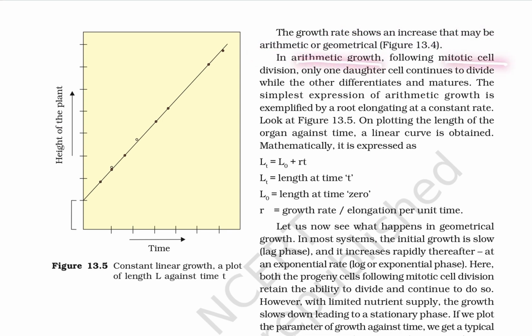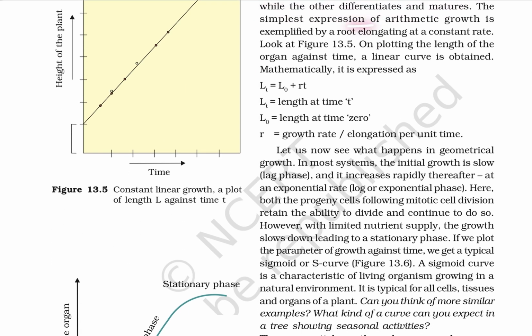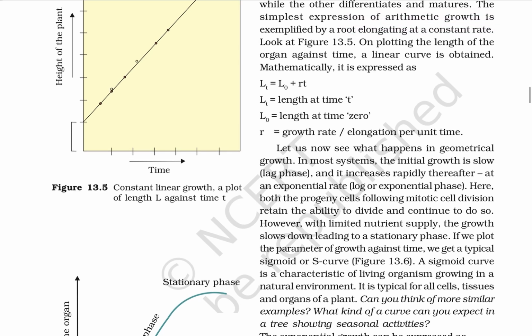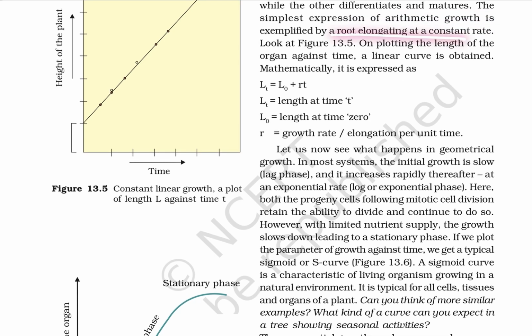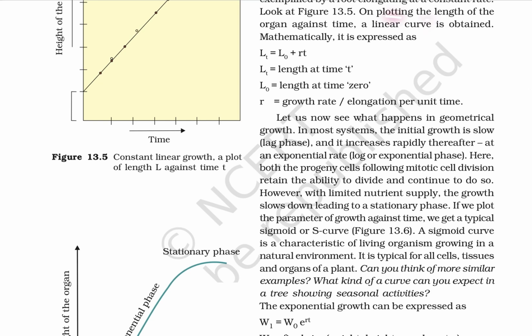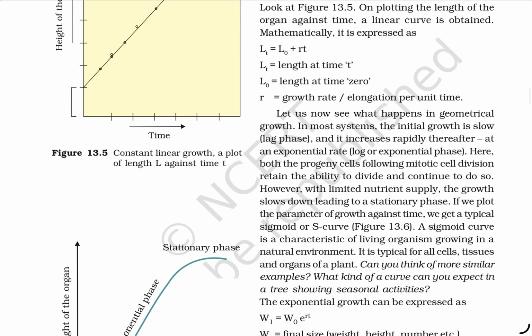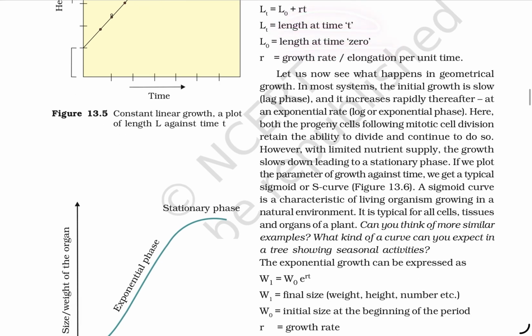In arithmetic growth, following mitotic cell division, only one daughter cell continues to divide while the other differentiates and matures. The simplest expression of arithmetic growth is a root elongating at a constant rate. Look at the figure. On plotting the length of an organ against time, a linear curve is obtained. Lt = L0 + rt, where Lt is the length at time t, L0 is the length at time zero, and r is the growth rate, or elongation per unit time.